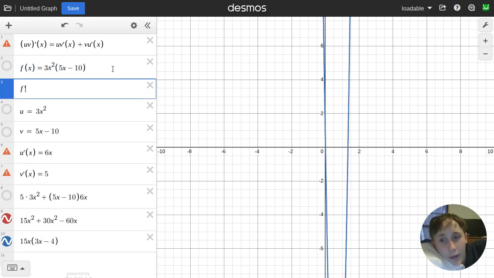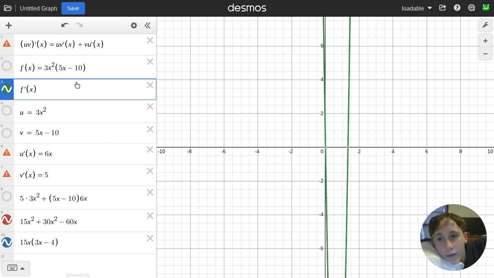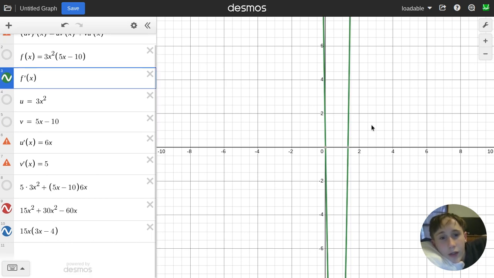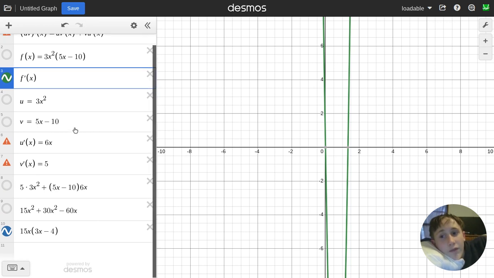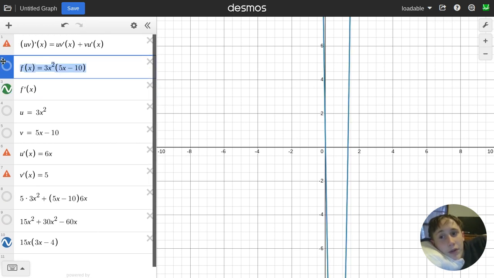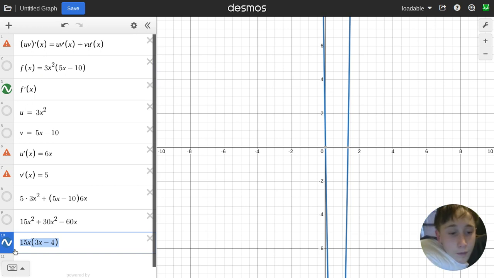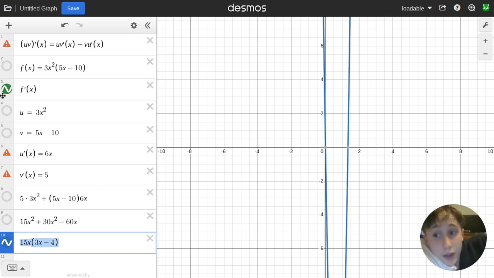So f prime x, see how it's identical. So let's go ahead and turn off all these other graphs. So we have f prime x, which is the derivative of this, and then we have 15x times 3x minus 4. And if we just turn this on and off, right, it's identical. The same thing, because that is how you find the derivative of a function like this.